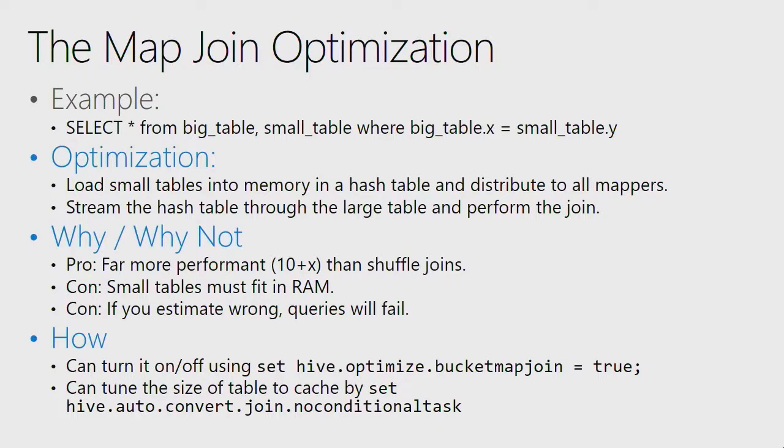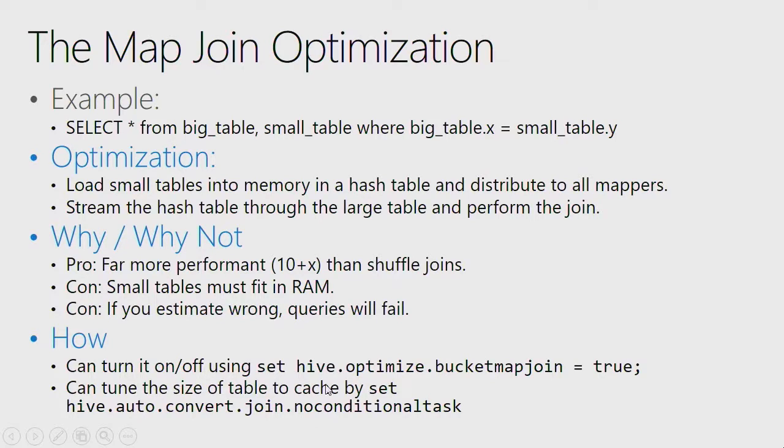How does it work? An example is select star from a big table and a small table where big table.x equals small table.y. So how does the optimization work? You load the small table into memory and then you distribute it to all the mappers. So we've already talked about the pros and cons. Ideally, the pro is it's much more performant, in some cases 10 times more performant than shuffle joins. The con is it must fit in RAM.